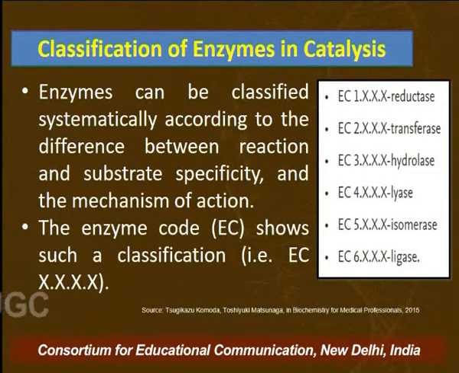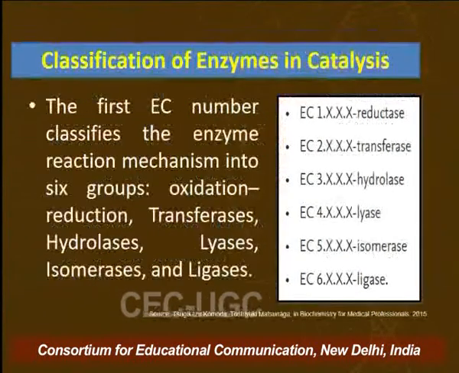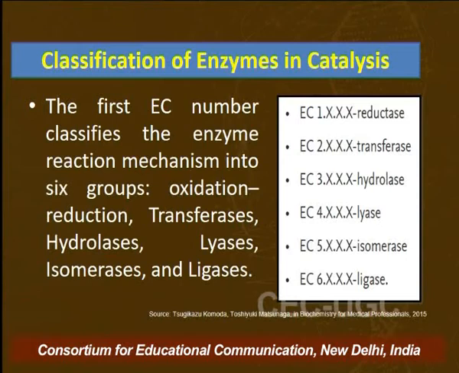So, each of the enzymes has been given an enzyme code, which is shown over here. It shows EC, then there is a major class 1, 2, 3, 4, 5, 6, then there are numbers which show the various subclasses of that particular major class. Now, the first number of the enzyme commission classifies the enzyme reaction into 6 major groups. The first one is the oxidoreductases, then come the transferases, hydrolases, lyases, isomerases and ligases.